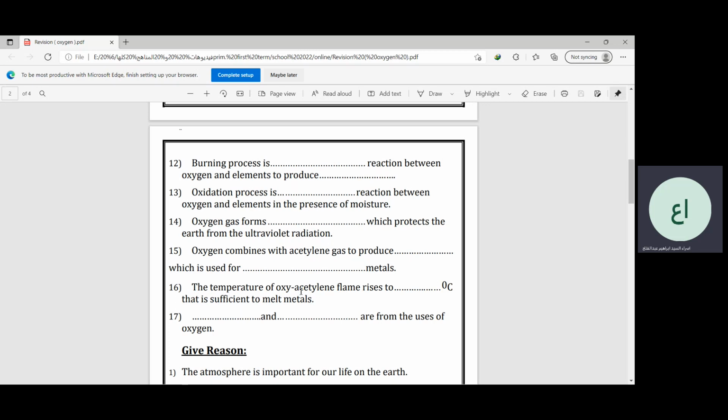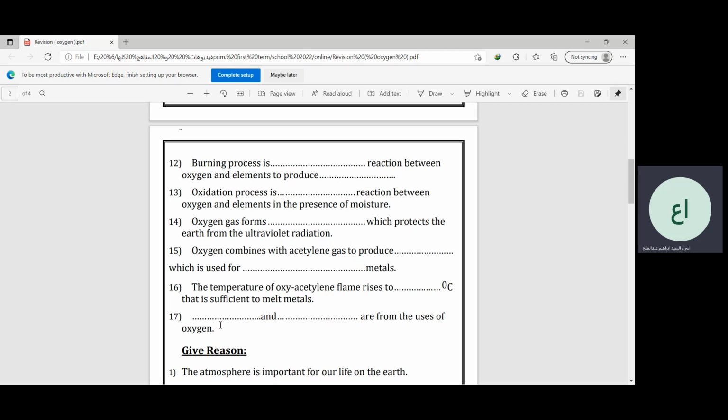Okay, the temperature of acetylene flame rises to ده اللي أنا لسه قايلاه rises to temperature بتاعته بتوصل لقد ايه 3500 Celsius degree. Okay, number 16. That is sufficient to melt metals. يعني ايه sufficient؟ يعني sufficient يعني ان هو كافي ان هو يعمل ايه to melt ايه metals. Okay.